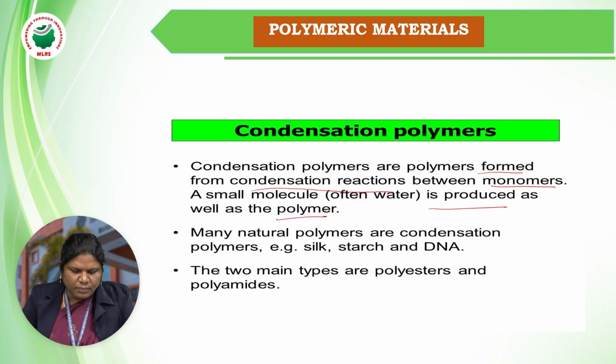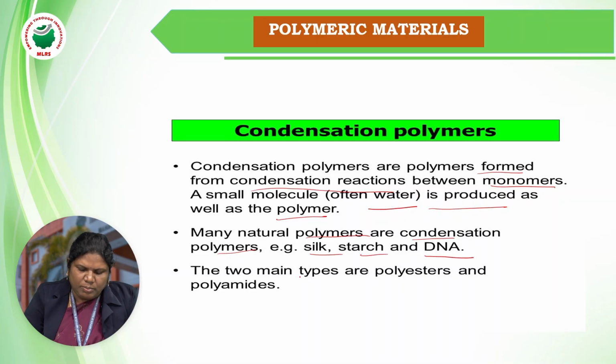Many natural polymers are condensation polymers. Examples: silk, starch and DNA. In condensation polymerization reaction, byproducts are formed along with our products. This is the main difference between addition polymerization and condensation polymerization. The byproduct is naturally water. The water will be one of the byproducts in condensation polymerization. The two main types of condensation polymers are polyesters and polyamides.